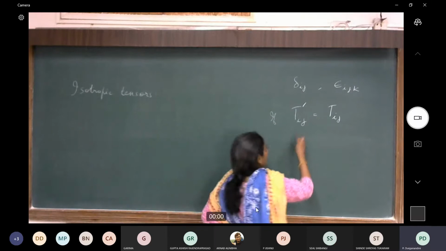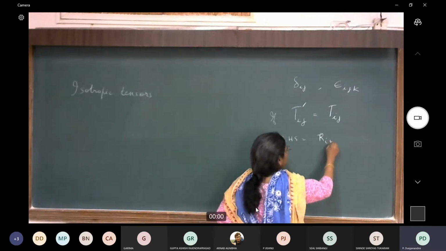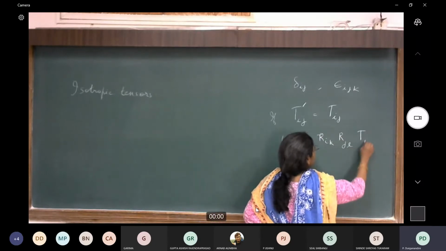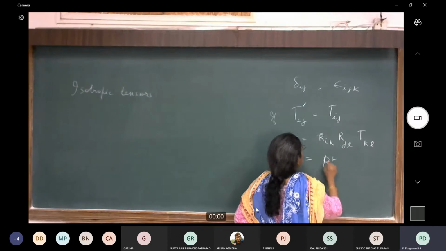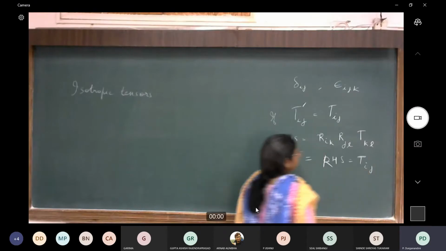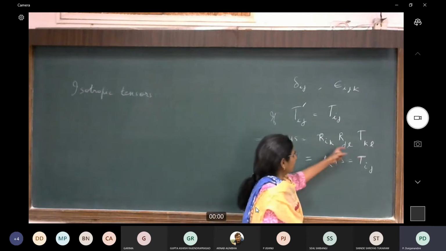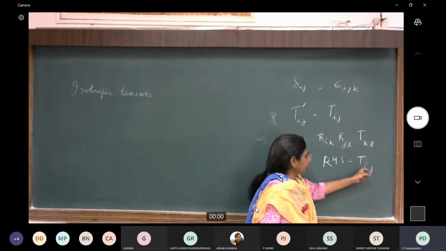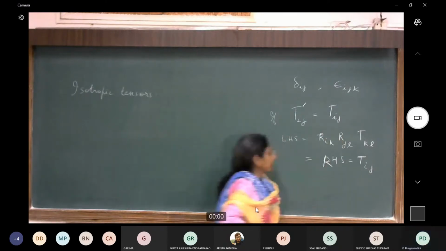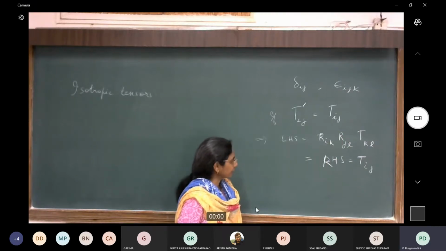So demanding this, because we know what the left hand side is. The left hand side tells me that this is equal to Rik, Rjl, Tkl. And this should be equal to Tij. Okay, so this particular condition, that Rik, Rjl, Tkl equals Tij, is actually a set of 9 conditions, and that must be true for any arbitrary rotation matrices. And again, as I said, let's restrict for the time being to rotation matrices with determinant R equal to +1.